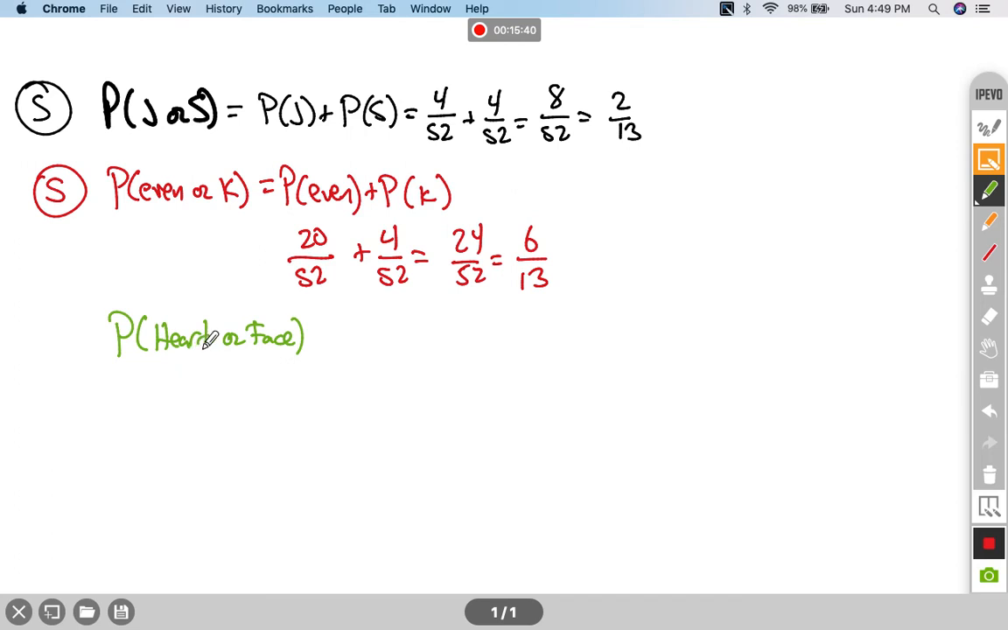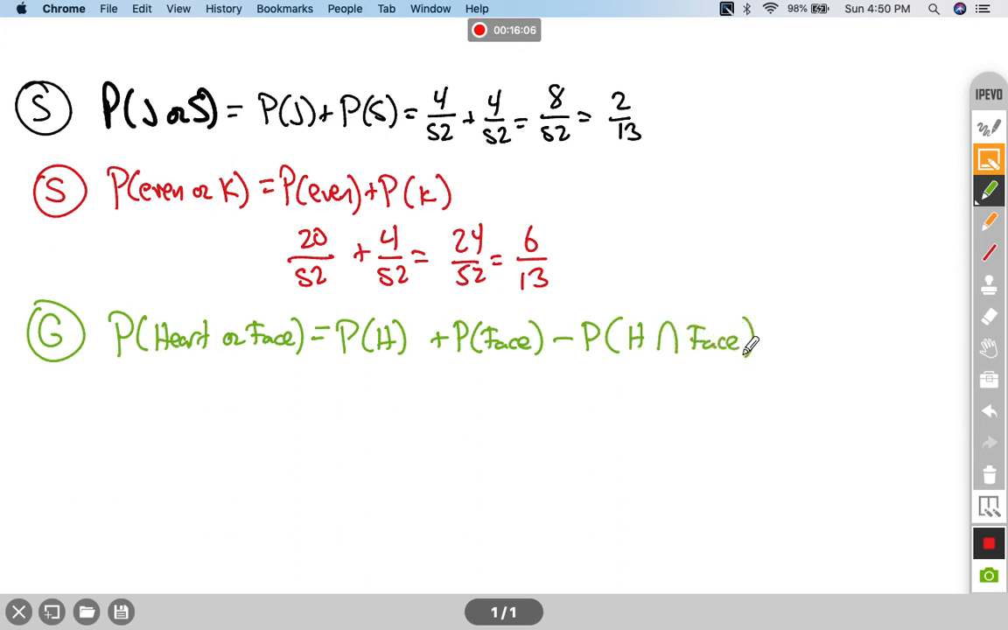Now here, we can be both a heart and a face card. These are not mutually exclusive, so here we're going to have to use the general rule. So we're going to have to say the probability of a heart plus the probability of a face minus the probability of being a heart and being a face card. So we have to use that general rule, take off this overlap.